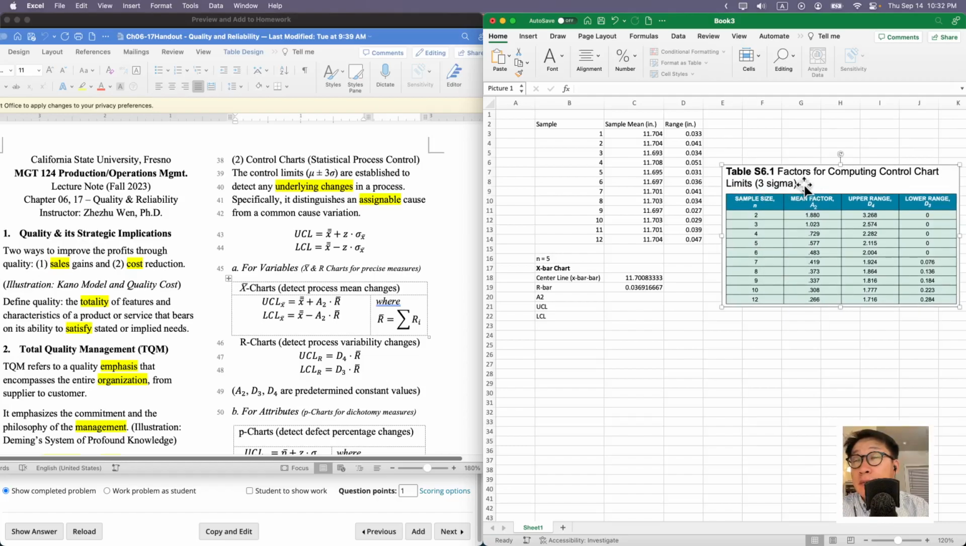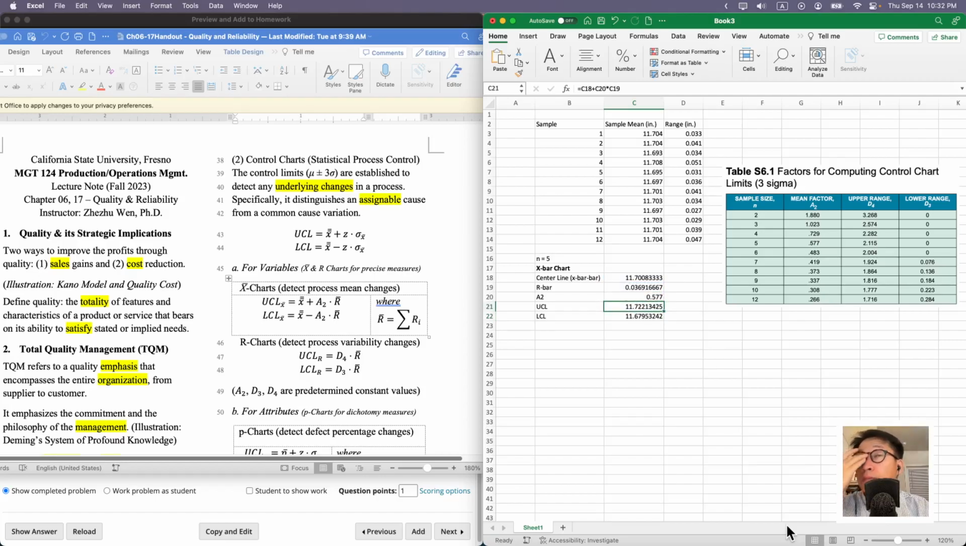So this is a sigma, right? 3 sigma distances, and our sample size is 5. When the sample size is 5, the corresponding A2, as we looked it up, is 0.577. Your UCL is of course your center line plus A2 multiplied by your R bar, and your lower control limit is your center line minus A2 multiplied by your R bar.